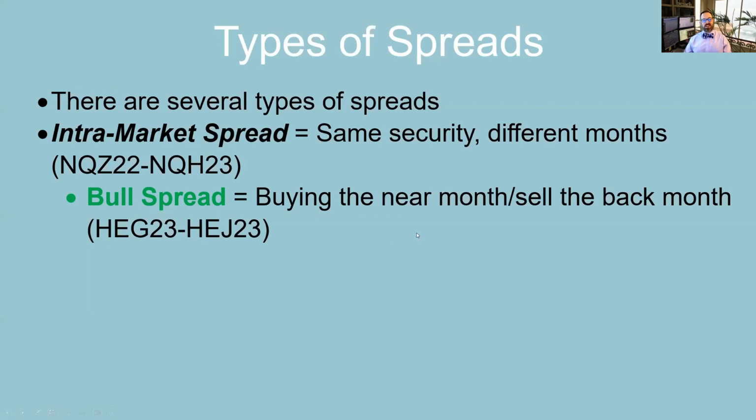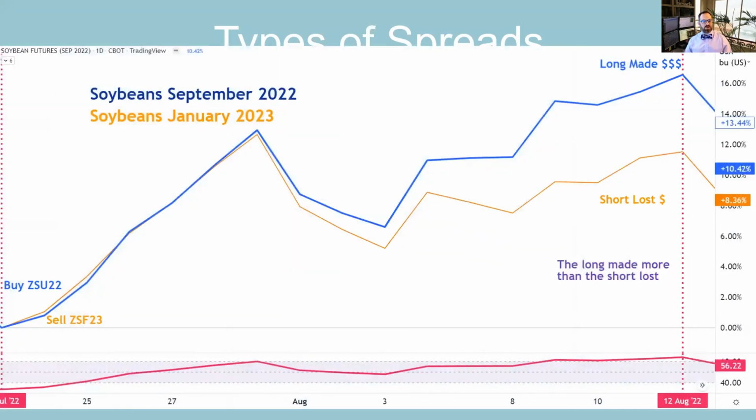Anyway, for a bull spread, you're going to buy the near month and sell the back month at the same time. So if I wanted to see that, well, I'll go into the charts in a moment. But for instance, here I've got an example of soybeans, September 2022 versus January of 2023. So back here, which was in July, if I thought that soybeans were going to rise in value, I can buy the front month contract while simultaneously shorting the back month contract.